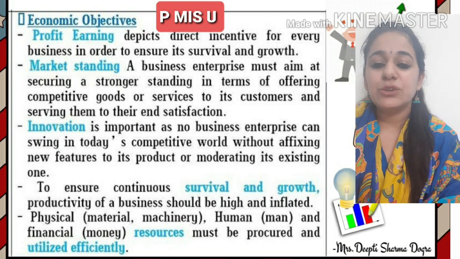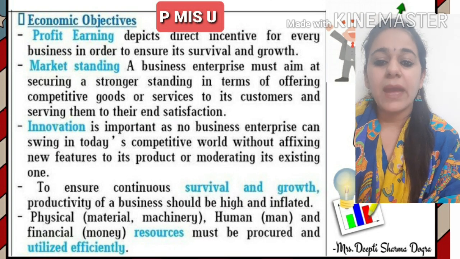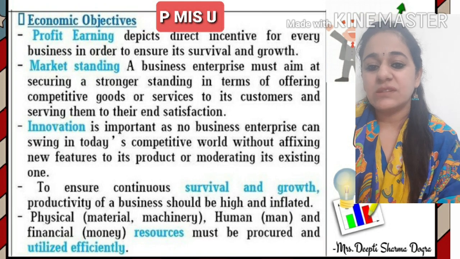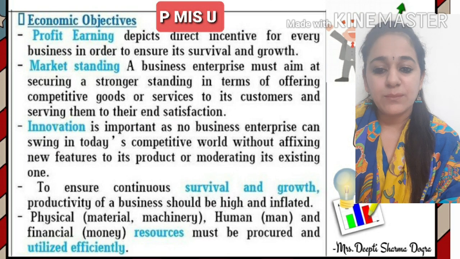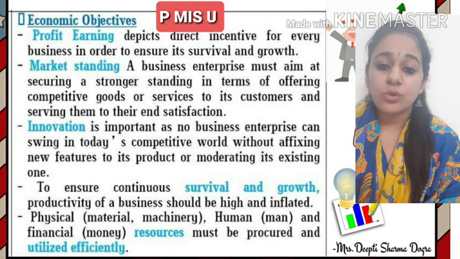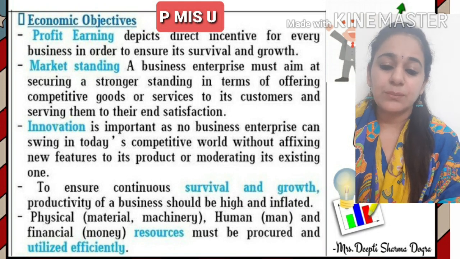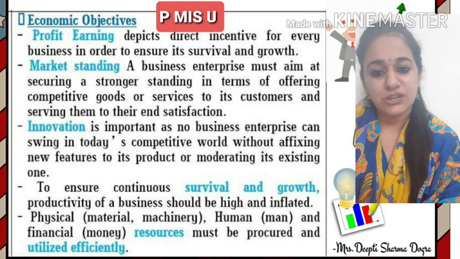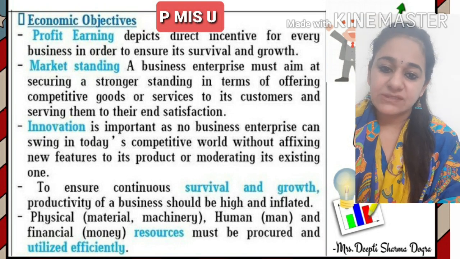So physical, human and financial resources can be classified as 4 M's of the business, right? And what are those? Man, money, material and machinery. These are termed to be the 4 M's of the business, which are also the resources of the business. Man is human resource. Money is financial resource. Material and machinery are physical resources.